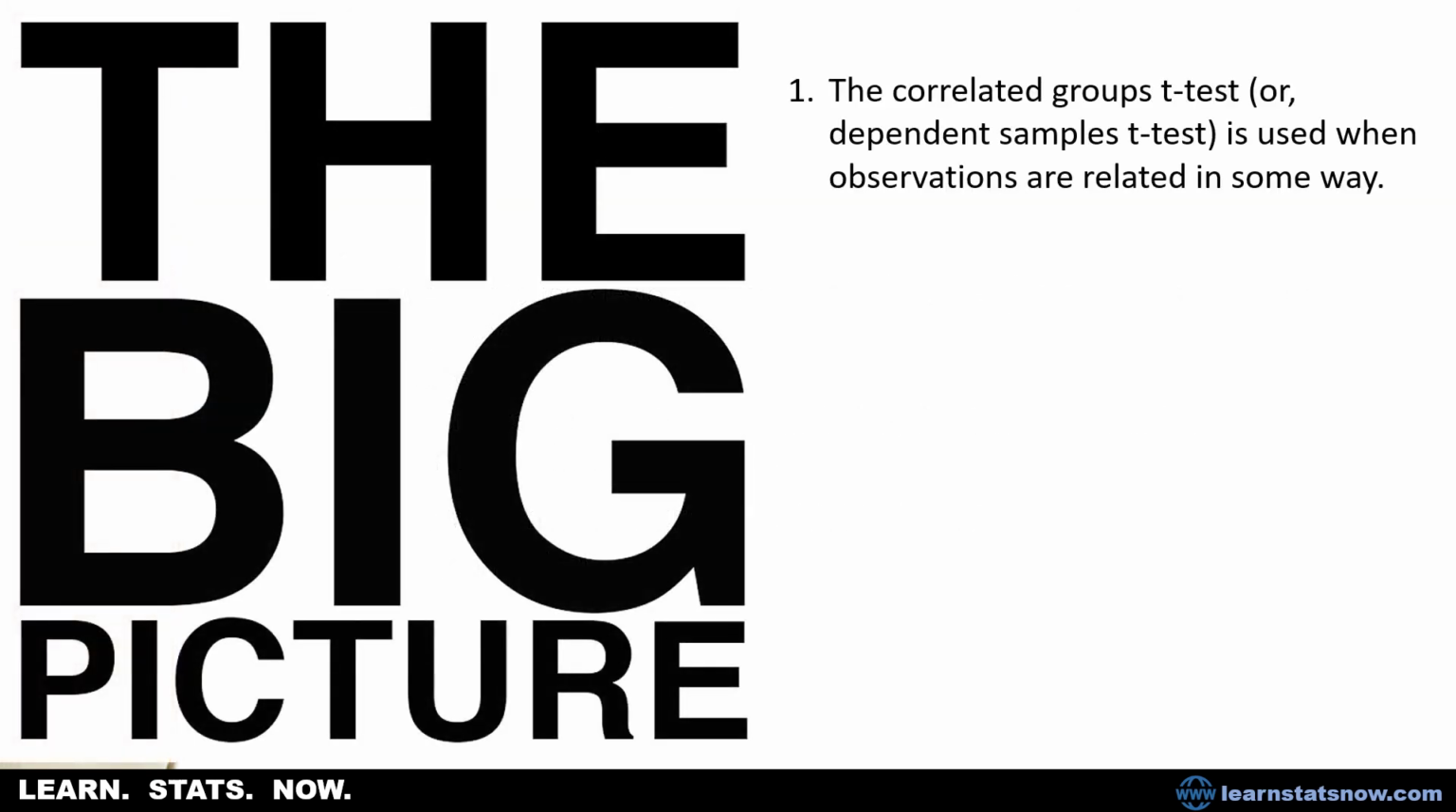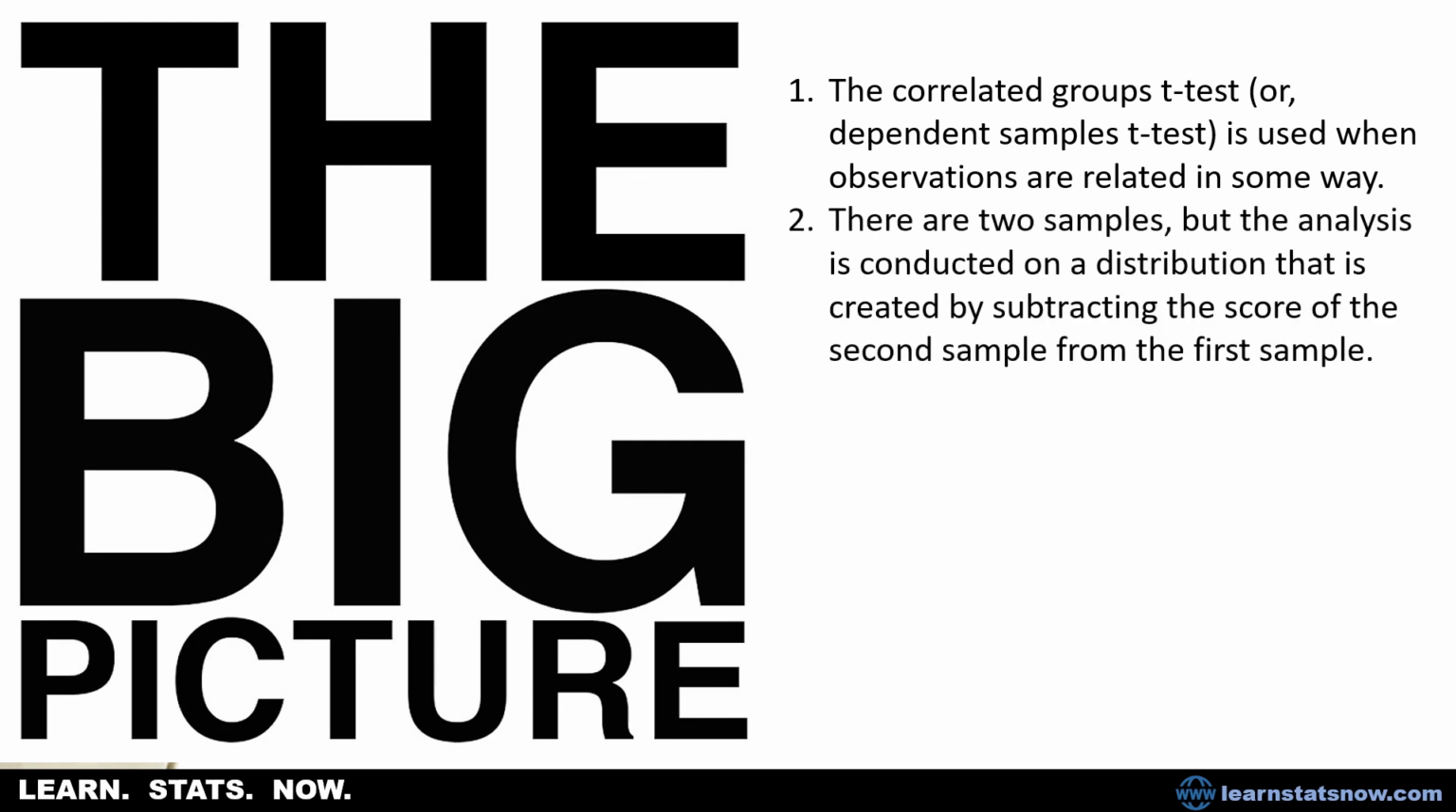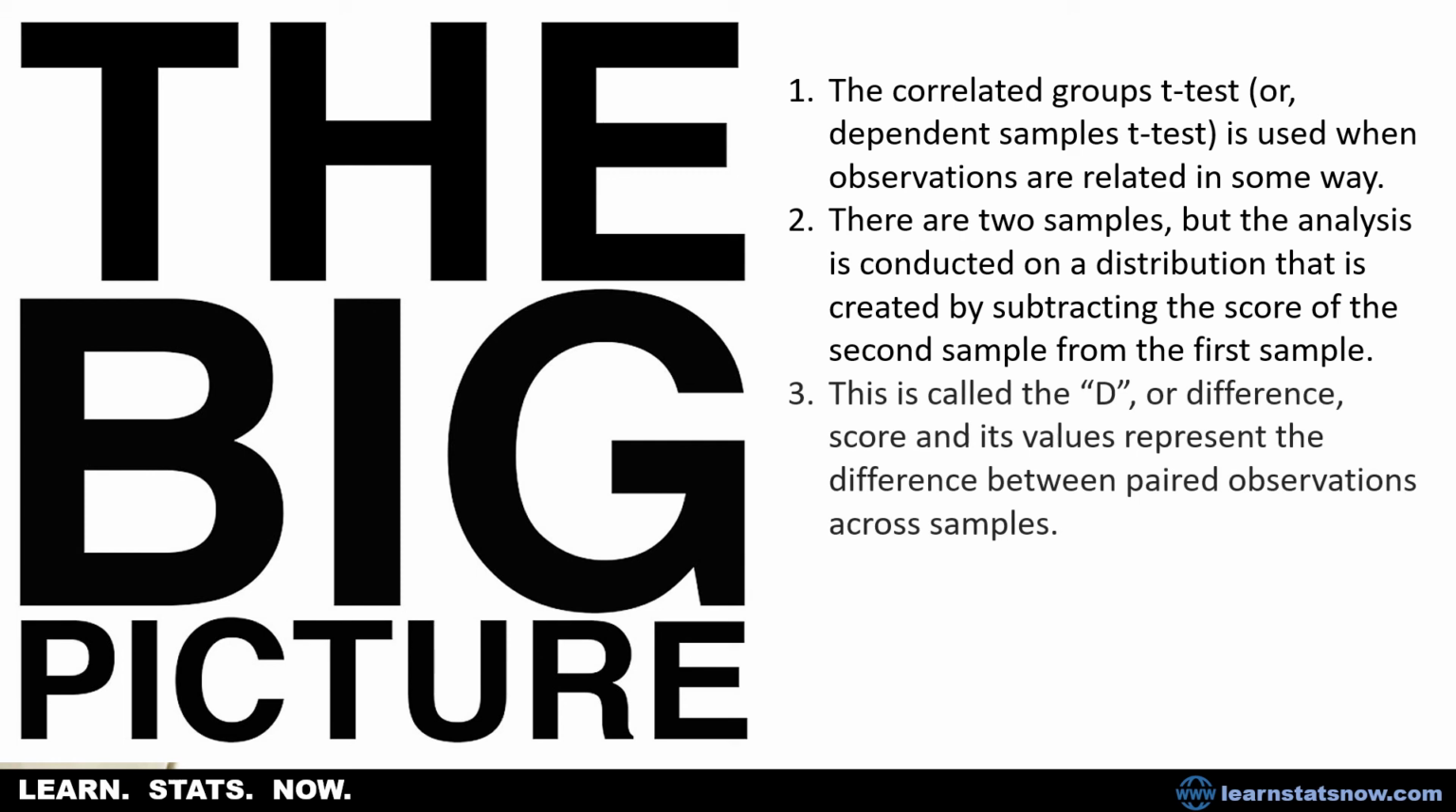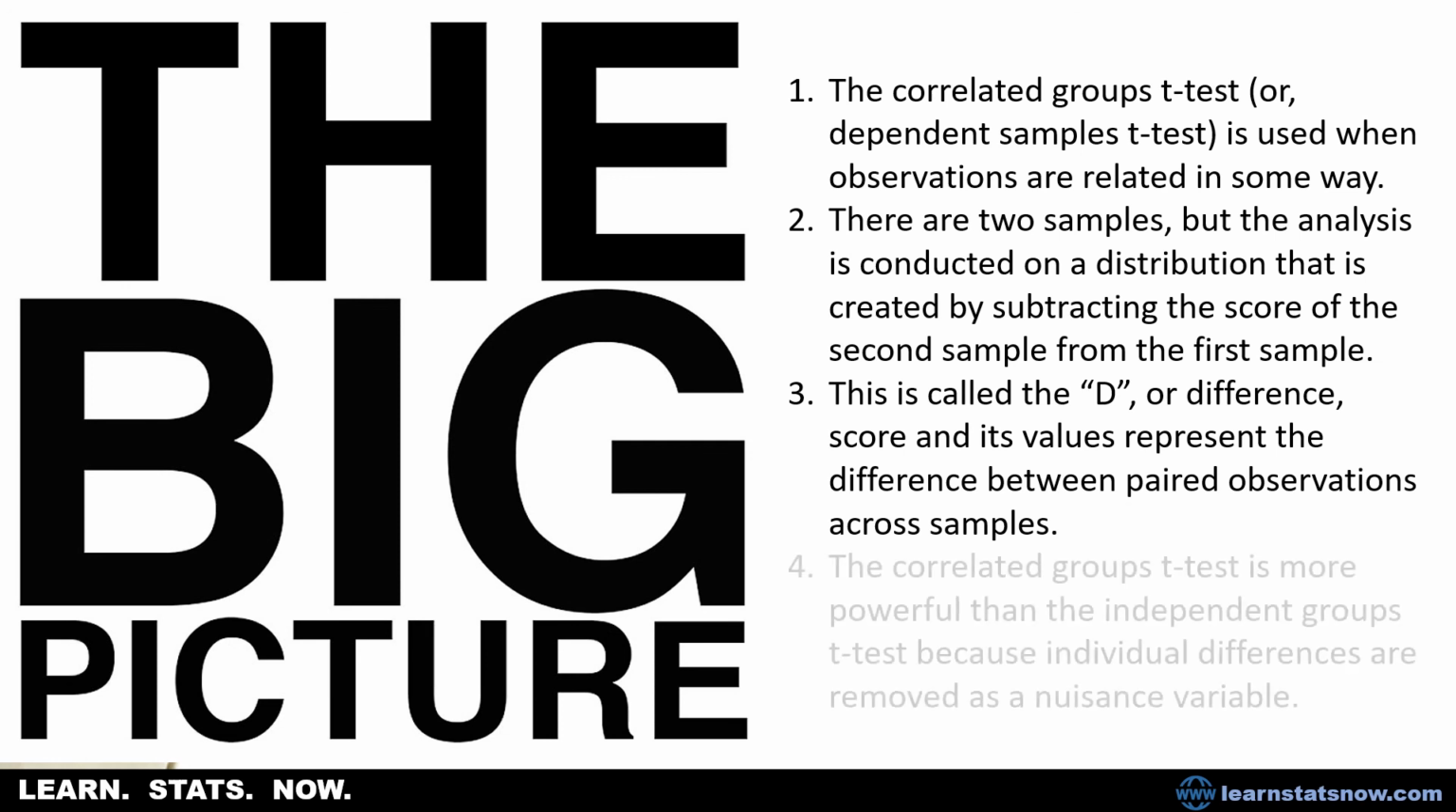Okay, big picture, the correlated groups t-test is used when observations are related in some way. It's also called the dependent samples t-test, so either of those terms is used. There are two samples, but the analysis is conducted on a distribution that is created by subtracting the score of the second sample from the first sample. Okay, and that of course is called the D score, or difference score. And its values represent the difference between paired observations across our samples.